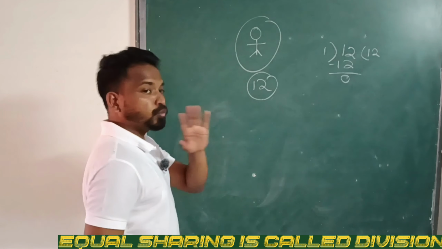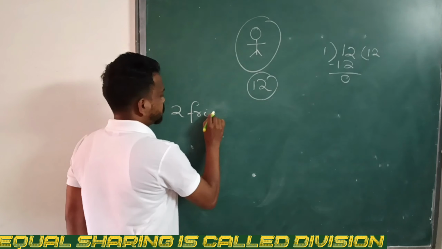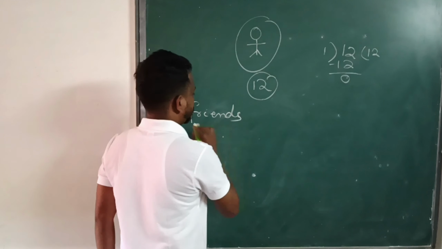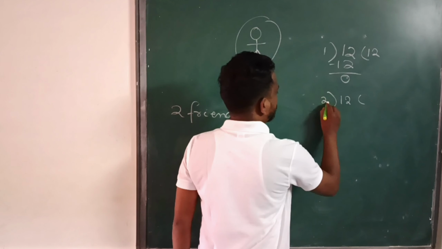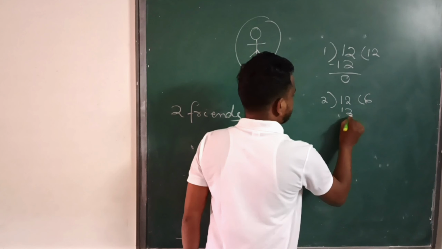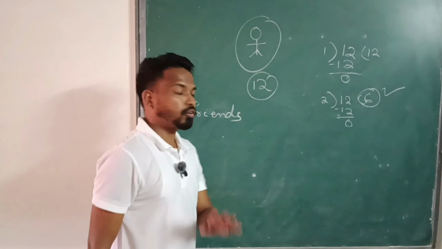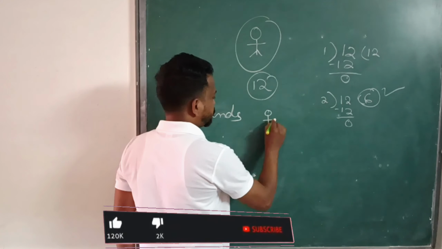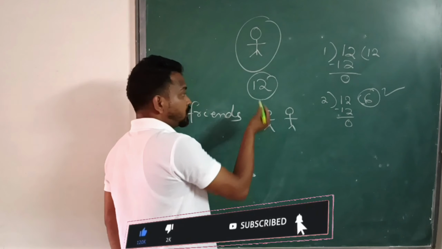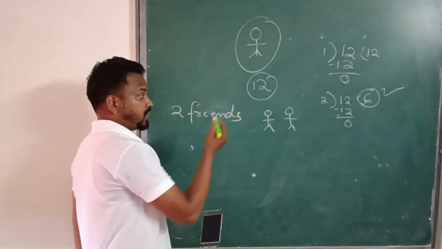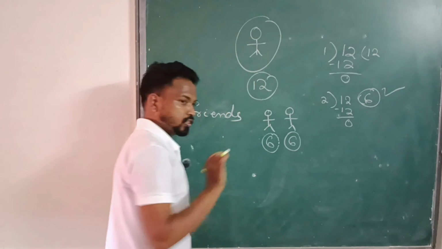Okay, understood all of you? Give these 12 chocolates to your two friends. If you give to your two friends, then what will happen, students? 12 divided by 2, which means each friend will get 6 chocolates. So if you have two friends and you want to give equally among these two friends, then each will get how much? 6 chocolates.